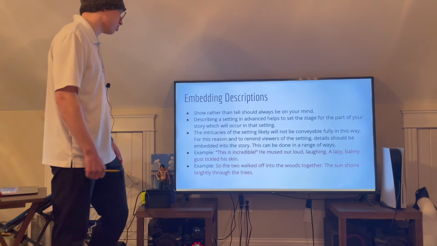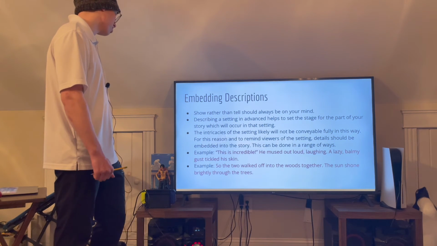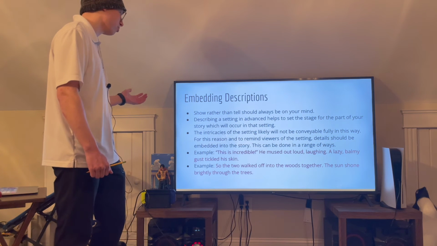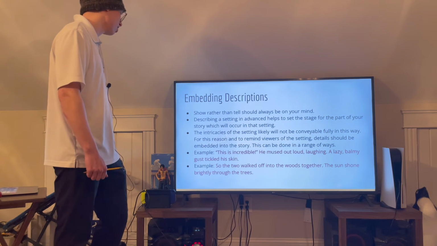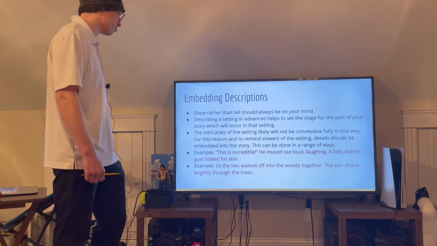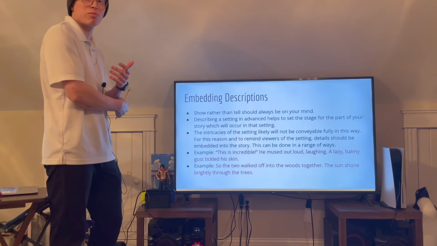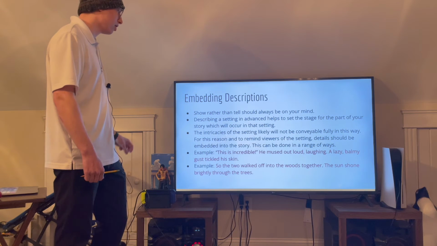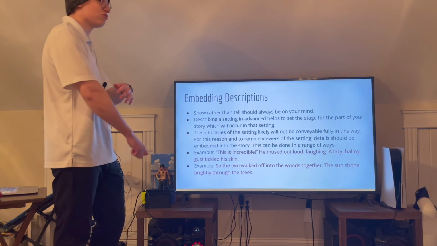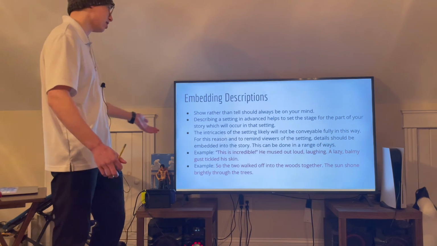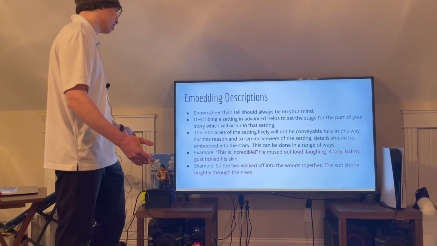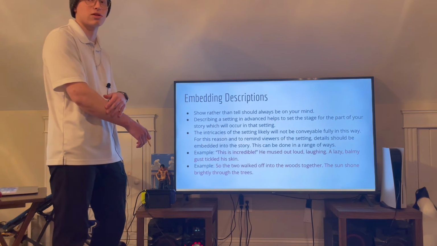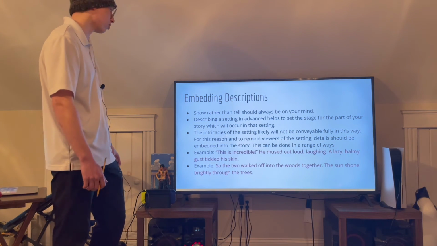Here's a couple examples that I have, just basic examples. "This is incredible," he mused out loud, laughing. A lazy, balmy gust tickled his skin. This just reminds you where he is. In the middle, he's just giving a little dialogue, and there's an action. But it's just a quick reminder that he is in the woods. There's a calm breeze. It gives your senses a little stimulation, and it brings you into the world a bit.